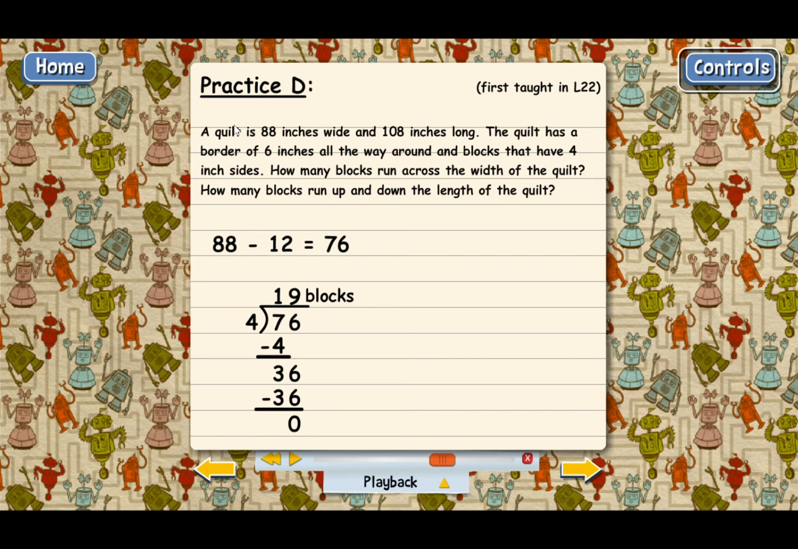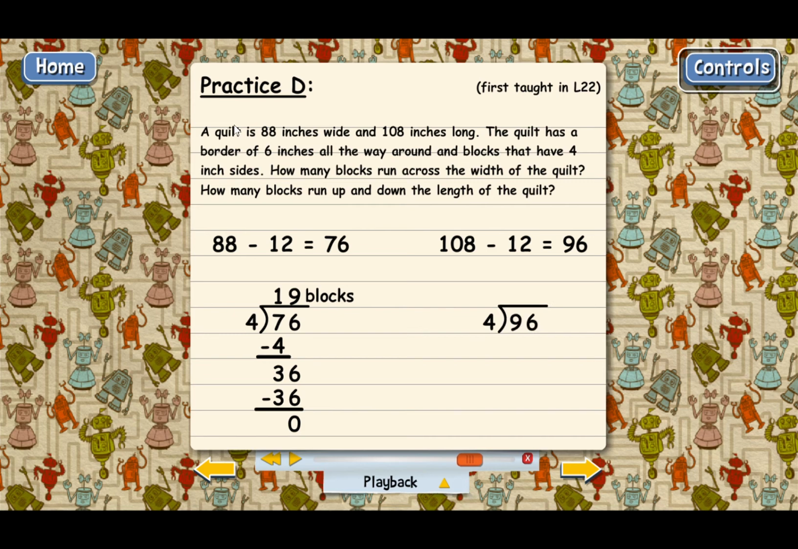And then to figure out how many blocks go up and down the length, we go through basically the same process. We know that the entire length of the quilt is 108 inches, but then there's a 6-inch border on top and a 6-inch border on bottom. So the length that has blocks is going to be 108 minus 12 inches. And that comes out to 96 inches. And then we take that length and divide it by 4, because the blocks have 4-inch sides.